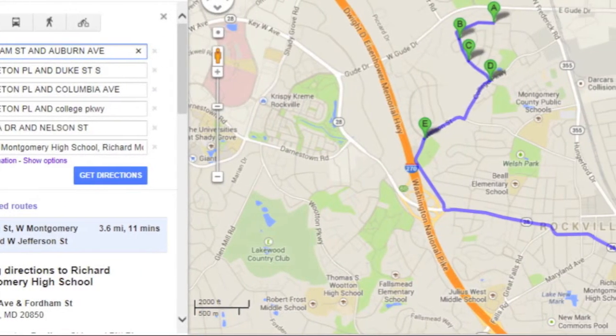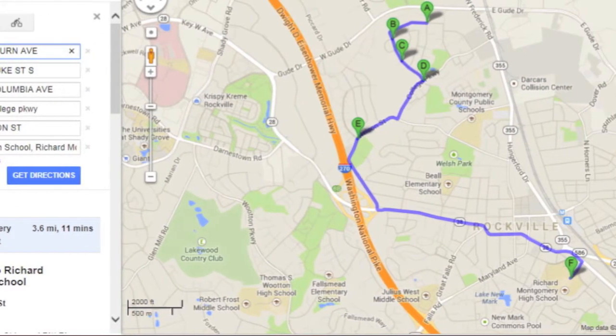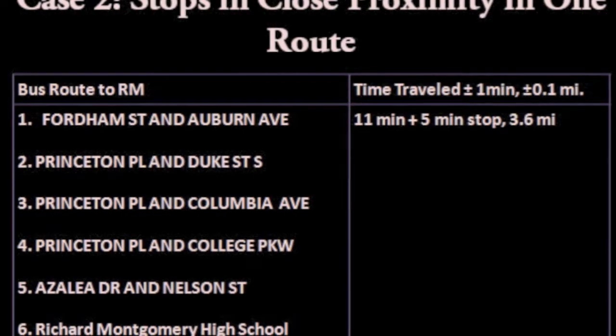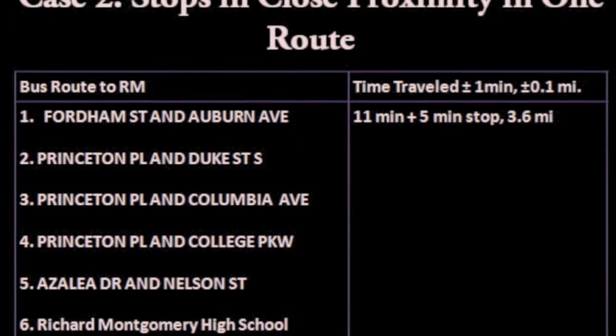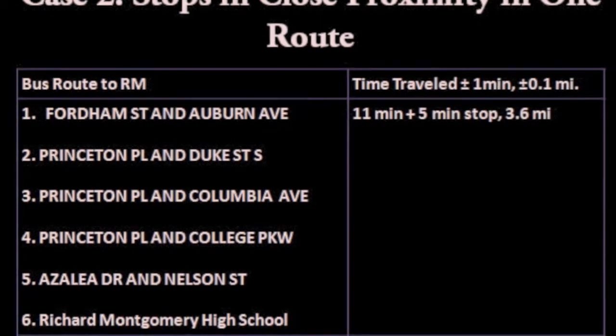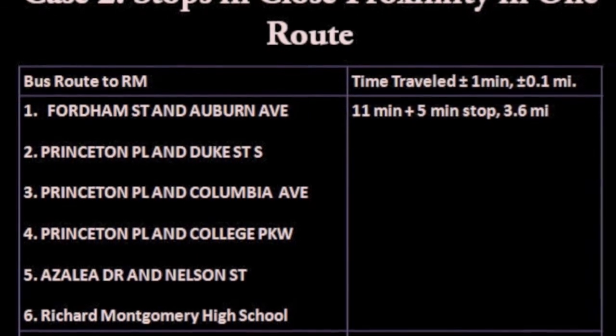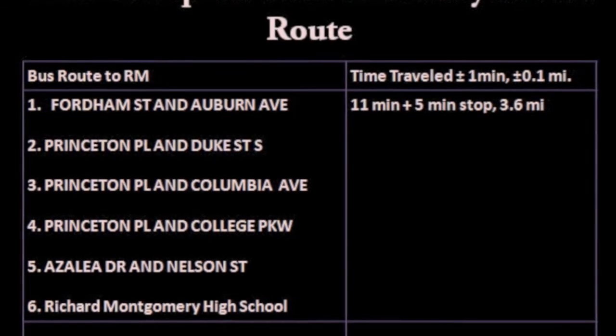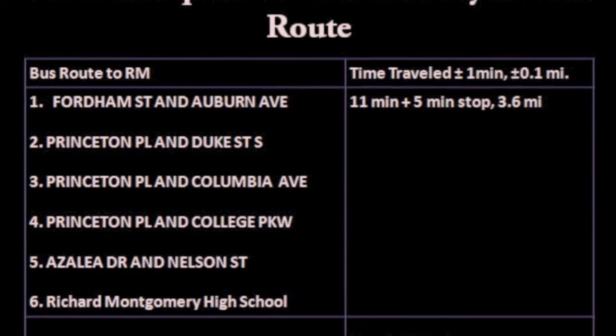Our second case concerns 1 Richard Montgomery school bus that has 5 stops about 0.3 miles or about a 3-minute walk from each other according to Google Maps. We have collected data showing the time traveled for this bus and have calculated that in total, with 1 minute for stopping at each stop, it takes this bus a total of 16 minutes to reach Richard Montgomery.